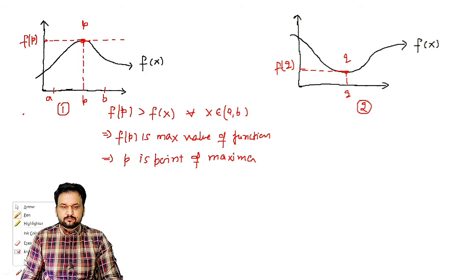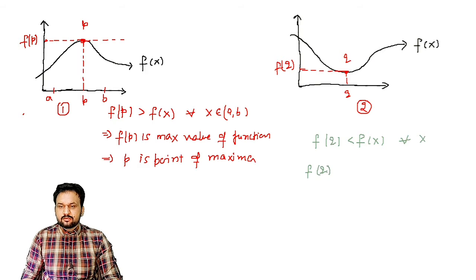Similarly, if you see in this figure, if your f of q is always less than f of x for all x, it means f of q is the minimum value, and your point q is the point of minima, and q is known as the point of minima.